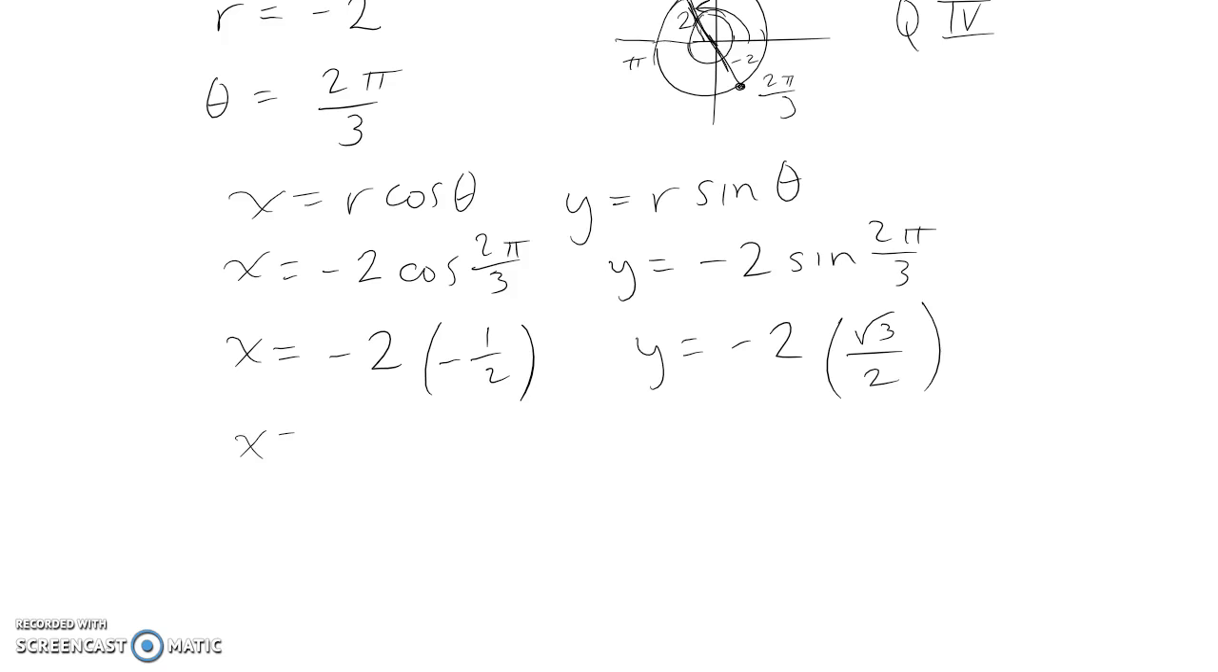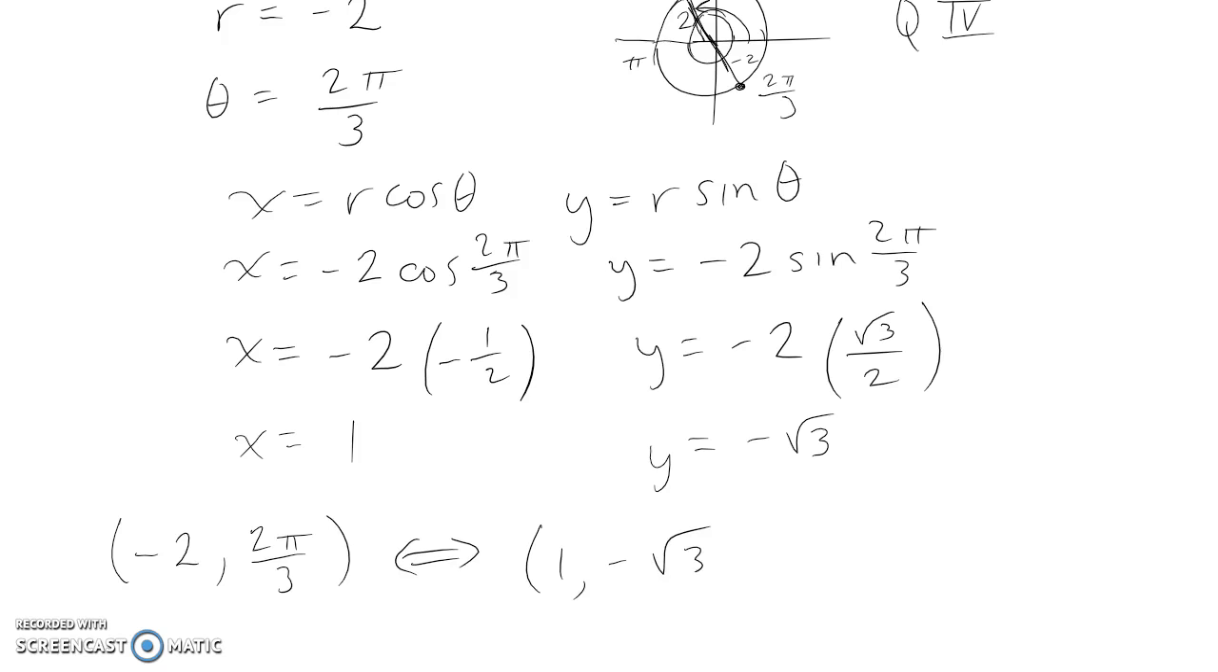Okay, now let's evaluate these. So x is 1, right? And y is -√3. So then we say that our point with polar coordinates -2, 2 pi over 3, we're going to say it's the same thing as 1, -√3 in rectangular coordinates.